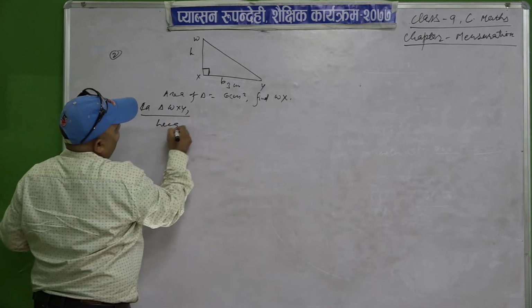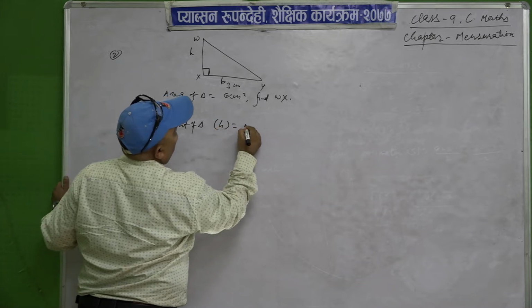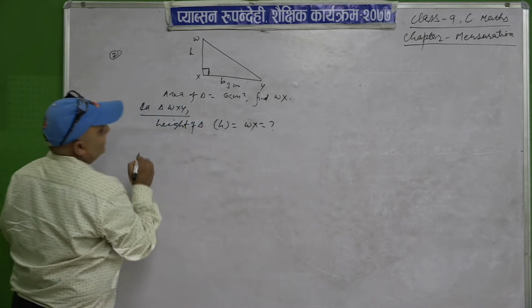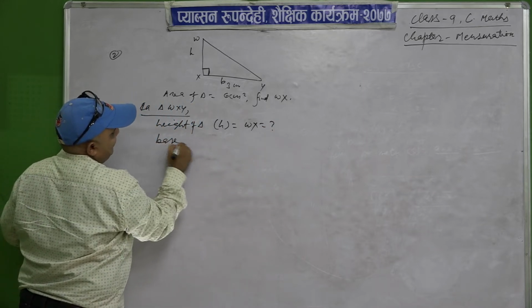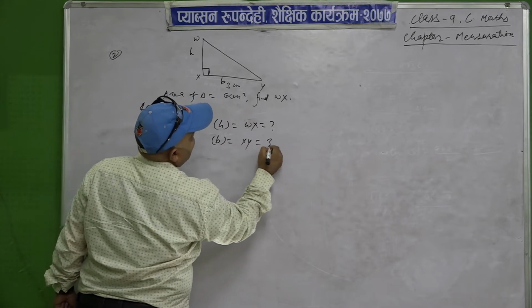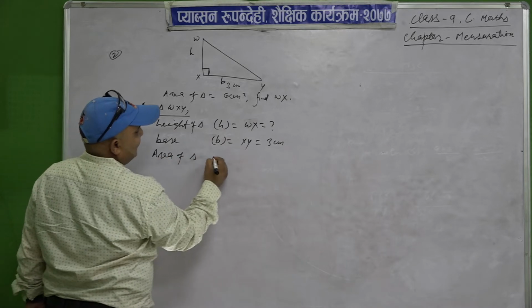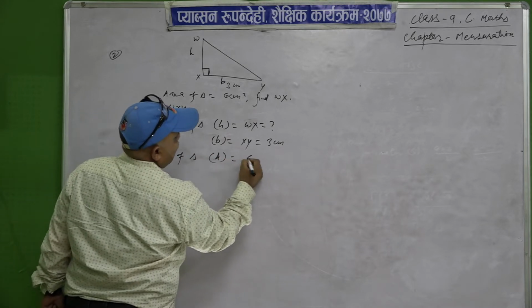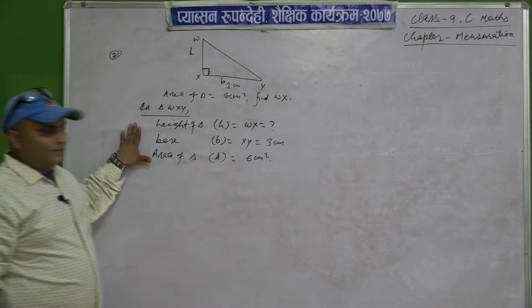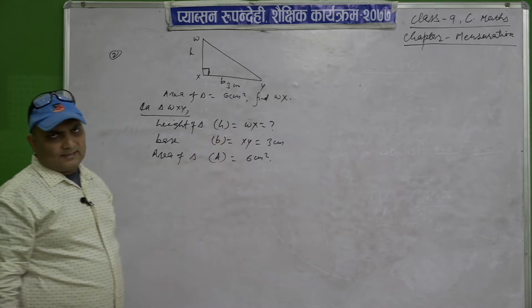So height of the triangle H is equal to what? We have to find out. WX is equal to what? Similarly, base B, that is XY, and it is given 3 centimeter, and also we have given area of triangle A, that is 6 centimeter square. This is all given in the question. Area is given, this side is given, we have to find out this side.